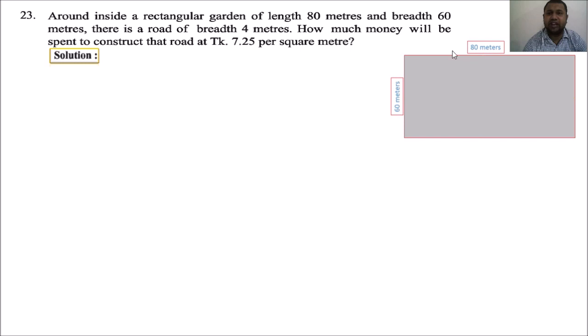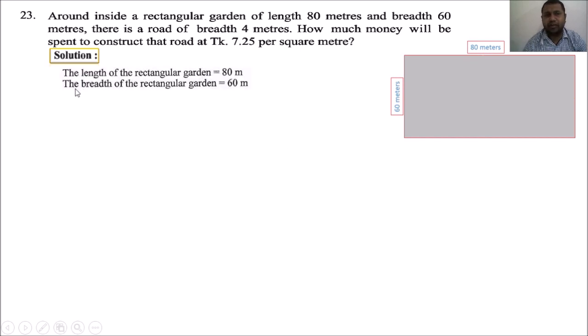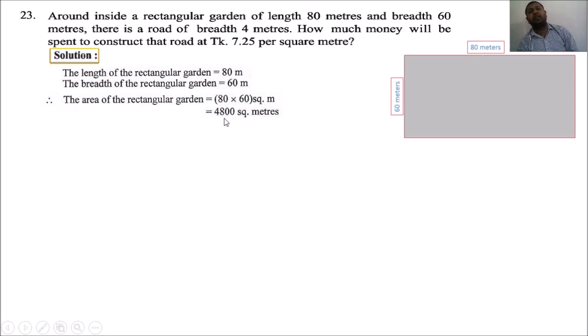So you can see the figure is here. The length is 80 meter, breadth is 60 meter. So you can see the length of the rectangular garden is 80 meter, breadth is 60 meter. So the area of the rectangular garden is length into breadth square unit. So here it is 80 into 60, that is 4,800 square meter, the area of the total garden.